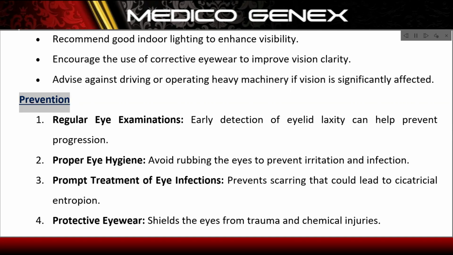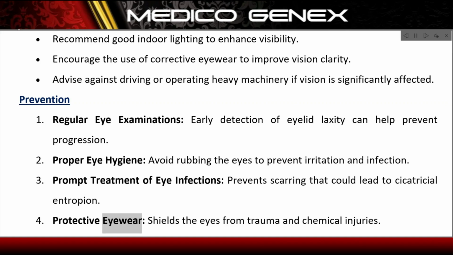Prevention. Regular eye examinations and early detection of eyelid laxity can help prevent progression. Proper eye hygiene: avoid rubbing the eyes to prevent irritation and infection. Prompt treatment of eye infections prevents scarring that could lead to cicatricial entropion.